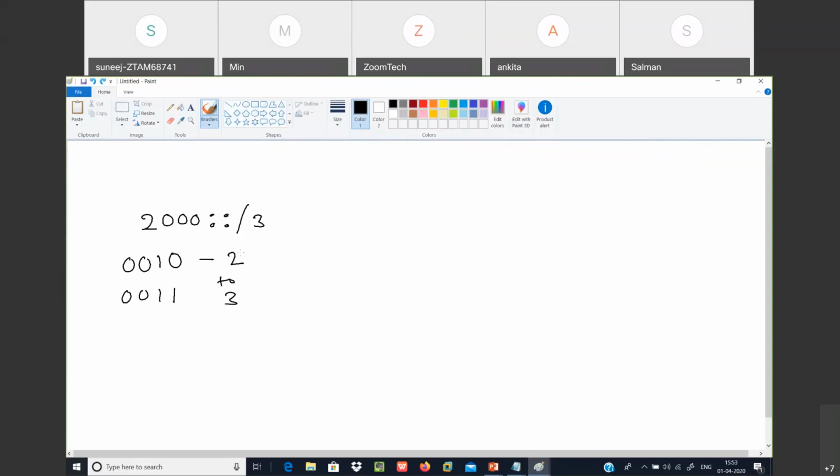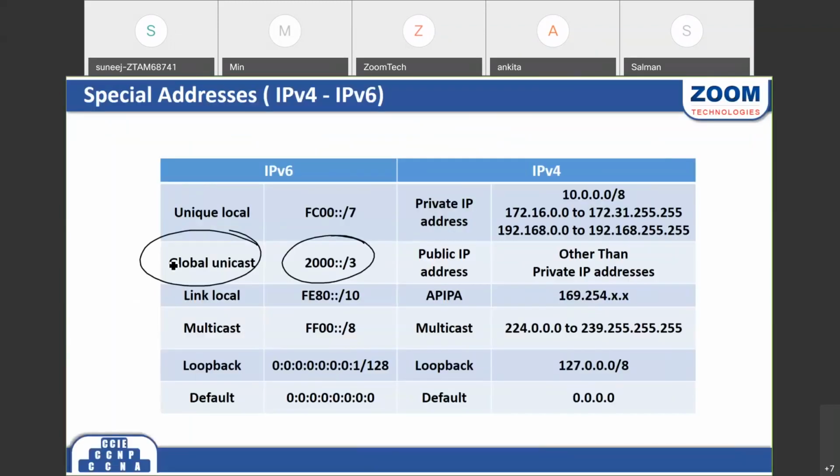The complete 2001: something, up to 128 bits. Later, when the 2 series has been finished, the 3 series will start: 3001: something. Now the 2 series is being used, and after 20 to 30 years the 3 series will start, right? So any IPv6 starting with 2 or 3, what do we call this address, guys? Global unicast, similar to a public IP address.